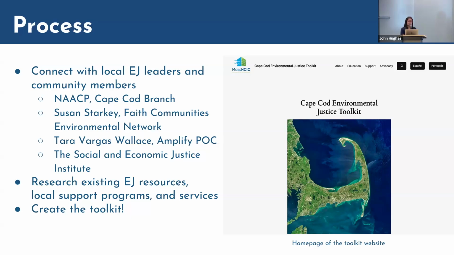for my toolkit, because that was another thing that I was discussing with these community members and leaders: what is the best format to reach these communities? Would it be a flyer? Would it be an in-person educational session? Would it be an online resource? And we came to the decision that an online resource would be the most accessible and feasible within the time allotted for the internship.